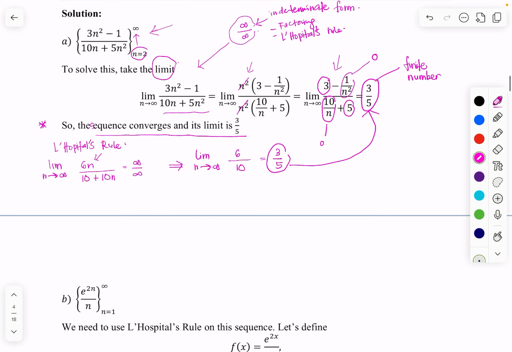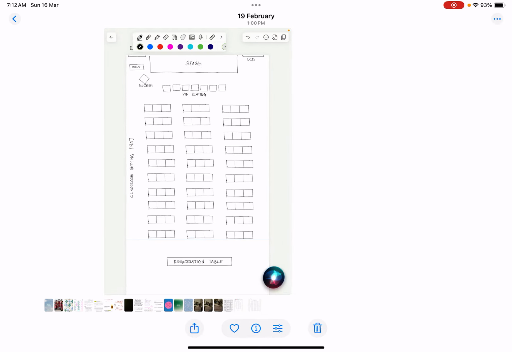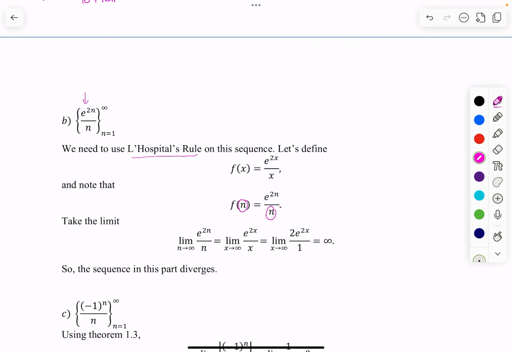Okay, we go to the second example. The second example involves an exponent. In this case, it is easier to use L'Hopital's rule. So let us define this sequence to be a function, e to the x over x, and note that it is actually e to the n over n, because this is about a sequence, so we consider n. So you take the limit for e to the n divided by n.